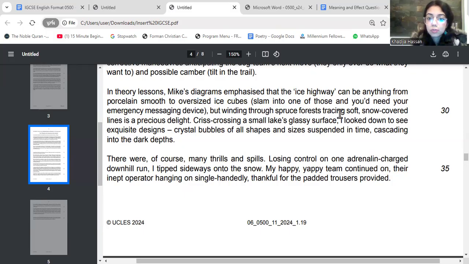But winding through spruce forest, tracing soft, snow-covered lines is a precious delight. Crisscrossing a small lake's glossy surface, I looked down to see exquisite designs, crystal bubbles of all shapes and sizes suspended in time. So this was the third phrase that I picked. Crystal bubbles of all shapes and sizes suspended in time. Clearly means all conditions: it has an explicit meaning, the literal meaning, which is that this is used to describe the ice, right? Crystal bubbles of all shapes and sizes. The implicit meaning, the kind of effect this creates. And the third one was image. So obviously crystal bubble, very clear image, right? Cascading into the dark.